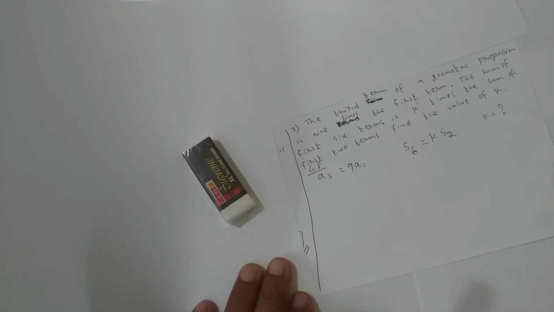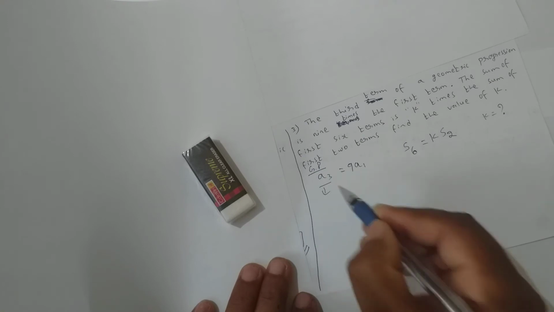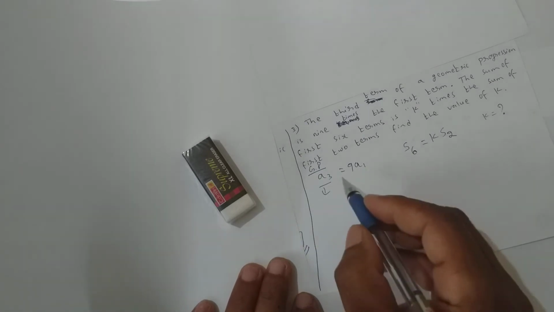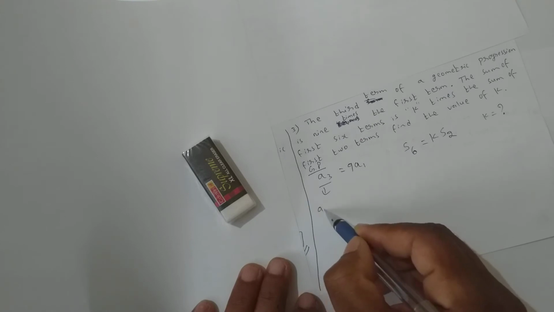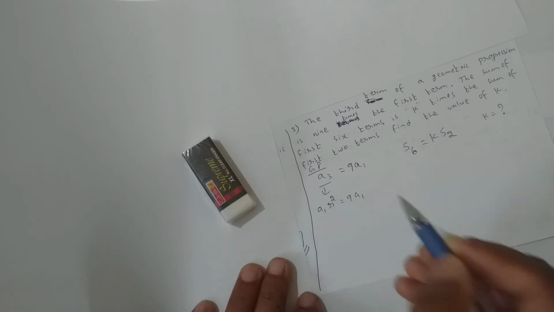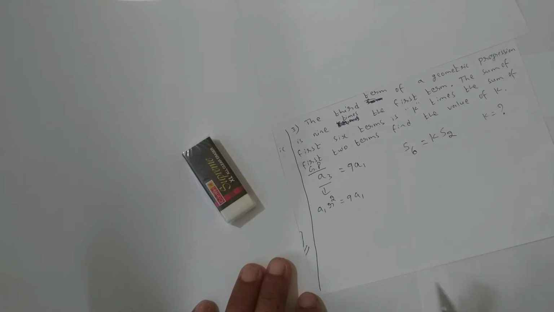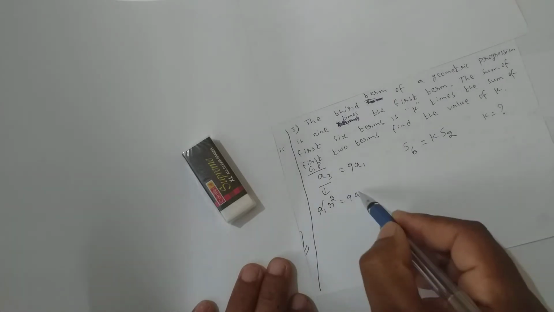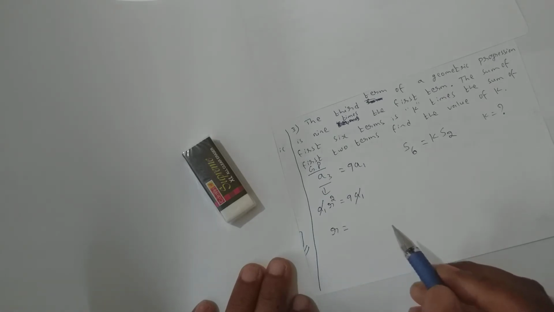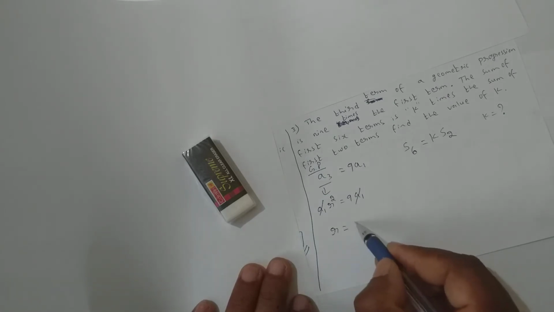Are we clear? We read the question, we wrote what he is asking us to find. Now, apply the formula. In place of A3, what can I put? You already learned the AN formula. In that you put n equal to 3. You get A1 into R power 3 minus 1, which is 2, equal to 9 A1. So what gets cancelled on both sides? A1, A1. My R value will be how much? Plus or minus 3 I get.